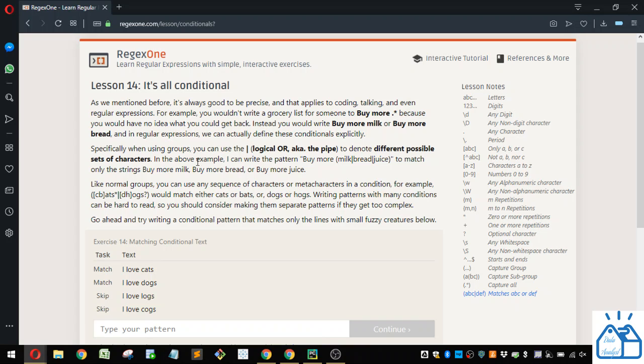For example, it's either C or B for this first letter, and then ATS, and then any characters after that. And then you've got D or H, O, G, S, and the S is optional. That's what this means. It would match either cats or bats or dogs or hogs. Writing patterns with many conditionals can be hard to read, so you should consider making them separate patterns if they get too complex. Go ahead and try writing a conditional pattern that matches only the lines with small fuzzy creatures below.